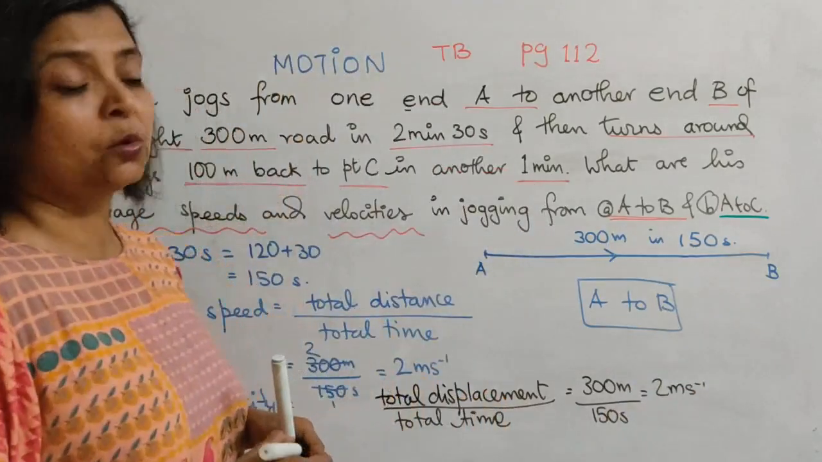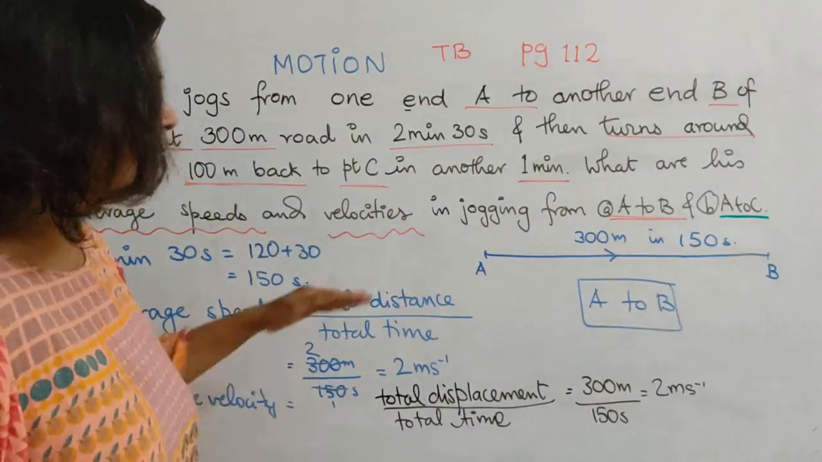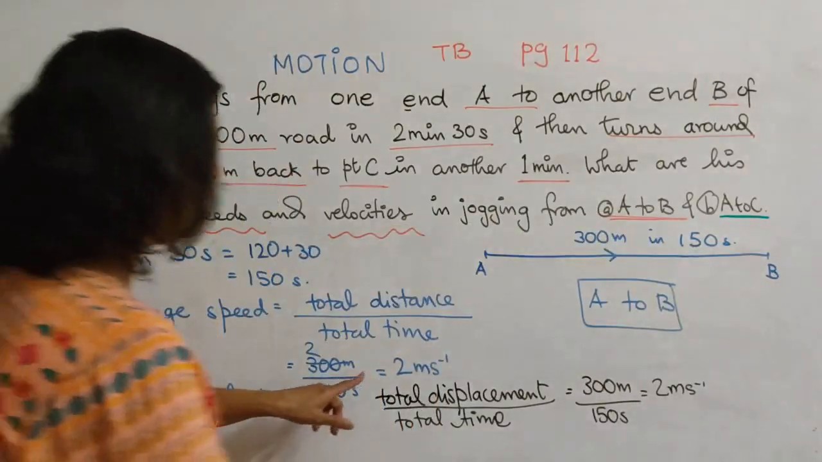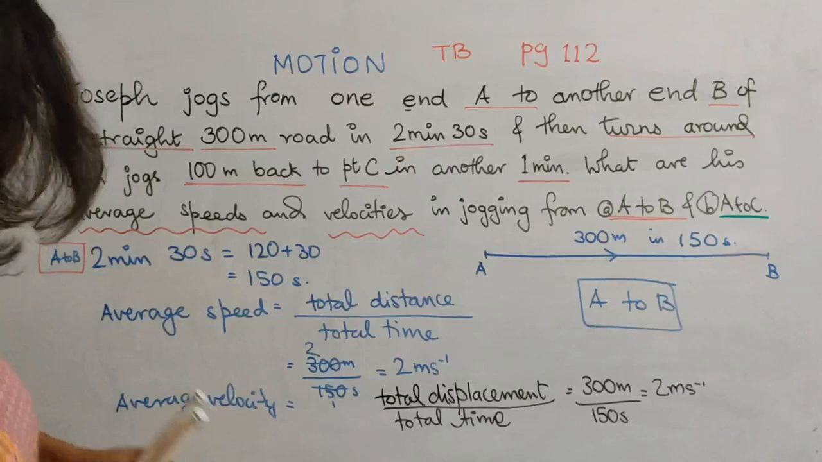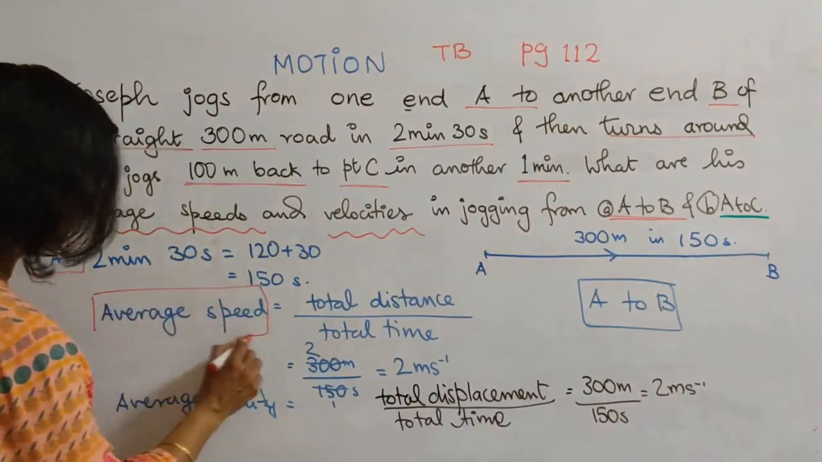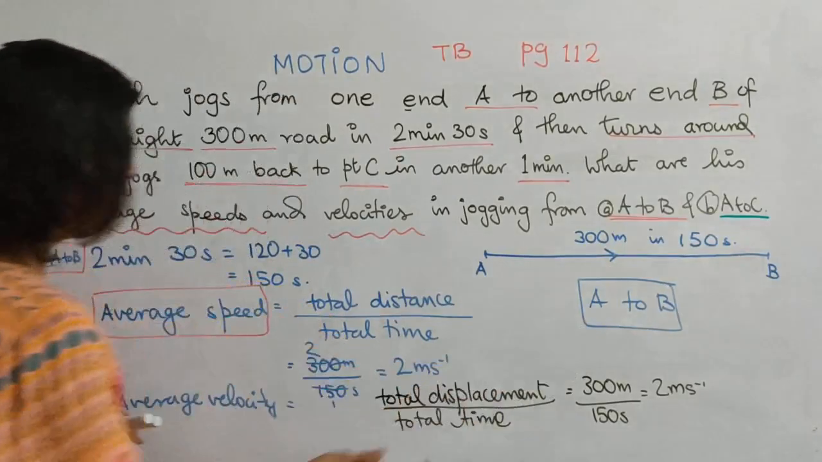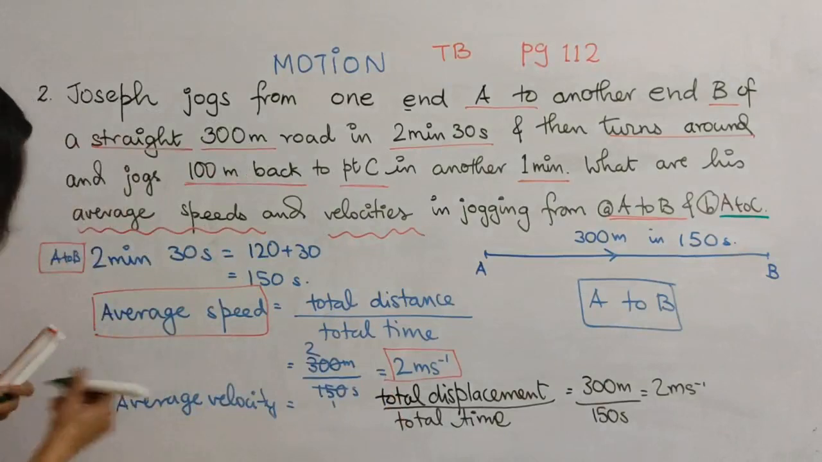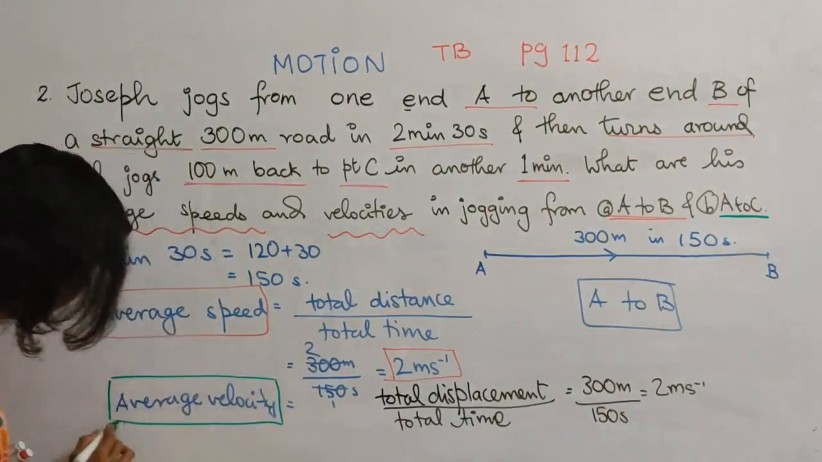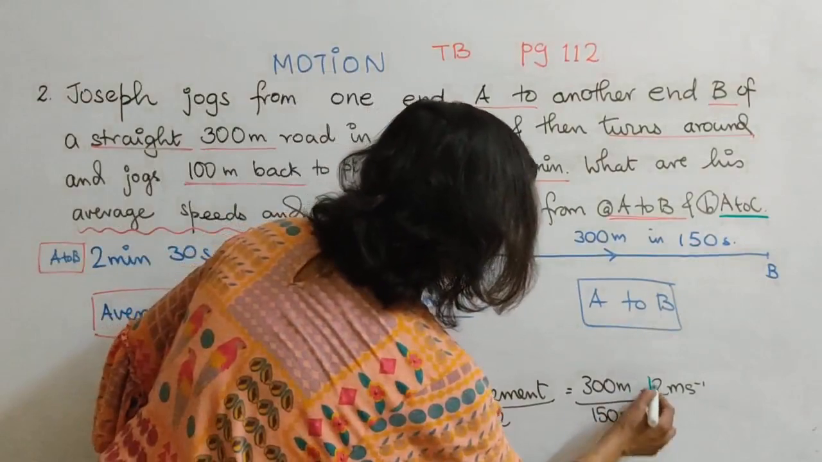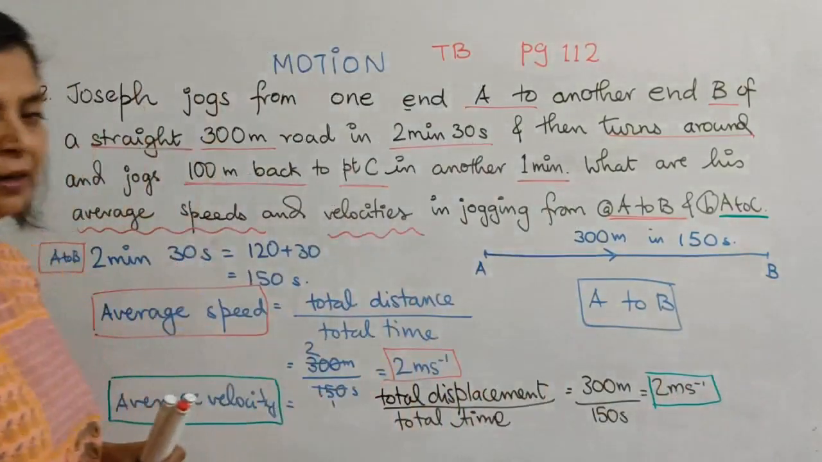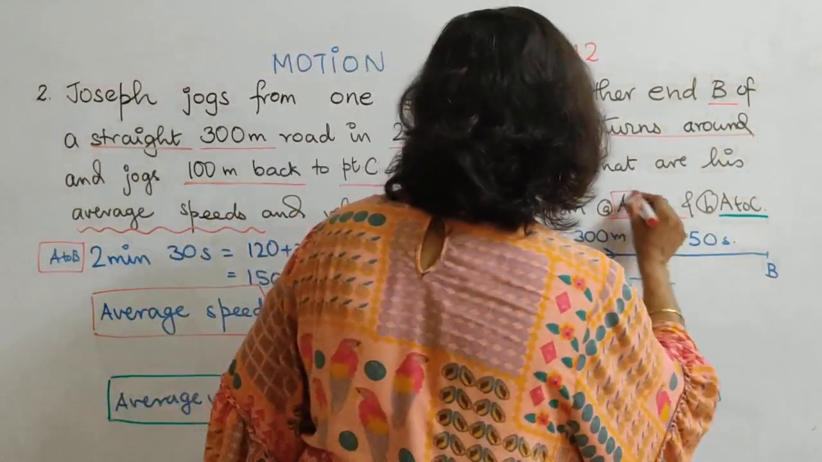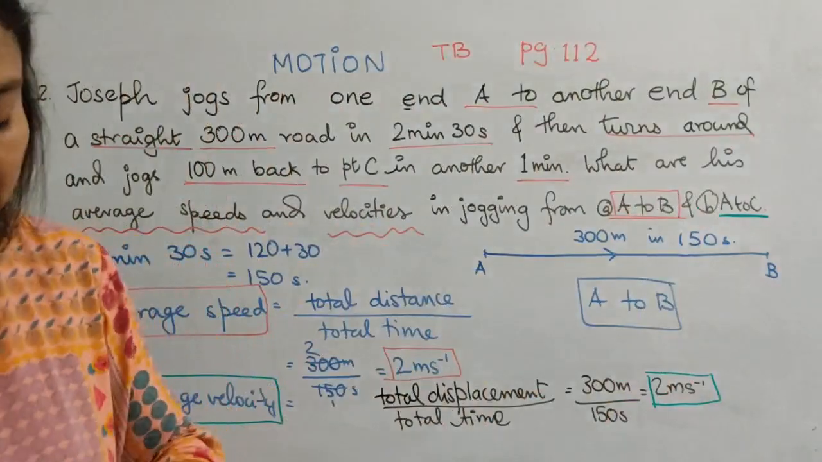So this also justifies our earlier answer, that when anything travels in a straight line, then the average speed and average velocity remain the same. The average speed from A to B is 2 meters per second, and the average velocity is also 2 meters per second. Okay? Now, this part of the question is done. This part is answered. Let's move to the second part.